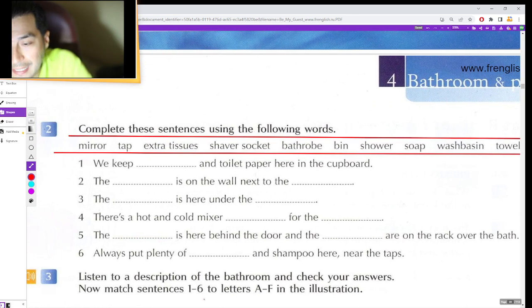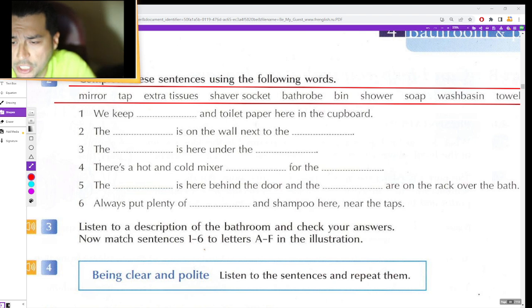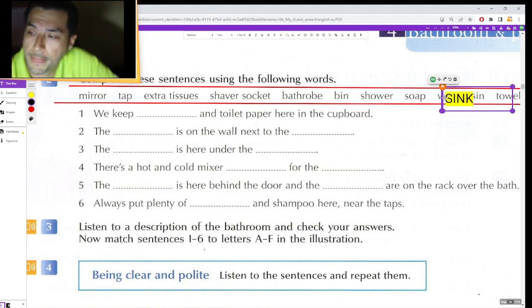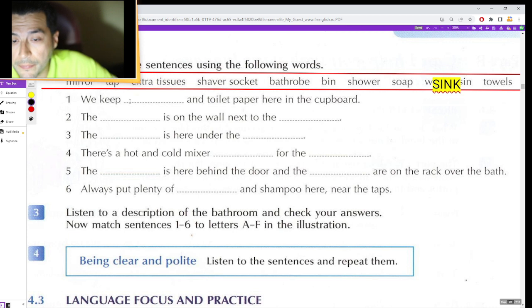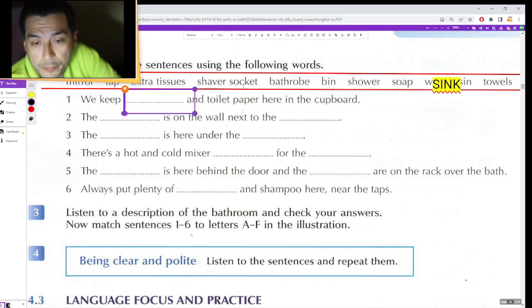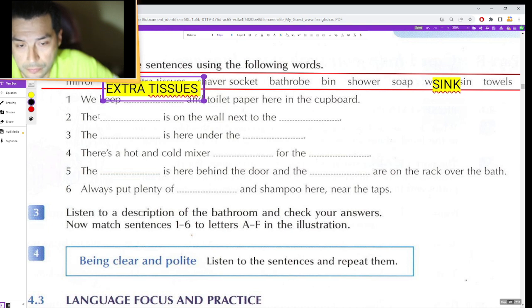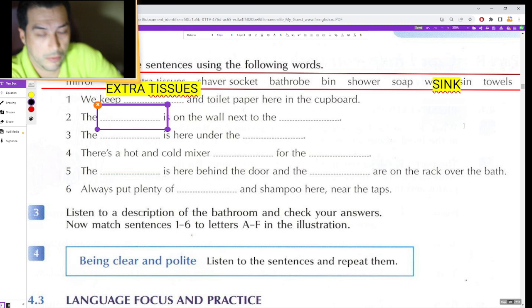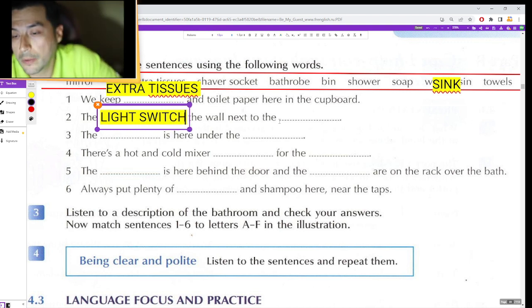Now complete these sentences using the following words. We have mirror, tap, extra tissues, shaver socket, bathrobe, bin, shower, soap, trash bin. Oh, this is the sink right here. Sink. And towels. Number one: We keep extra tissues and toilet paper here in the cupboard. Number two: The light switch is on the wall next to the mirror.